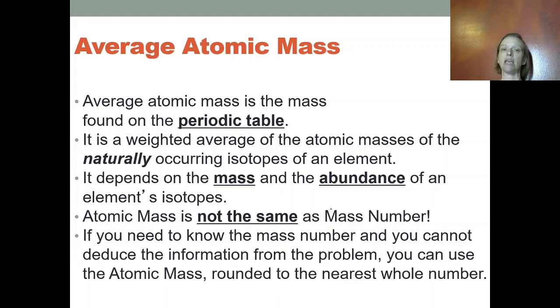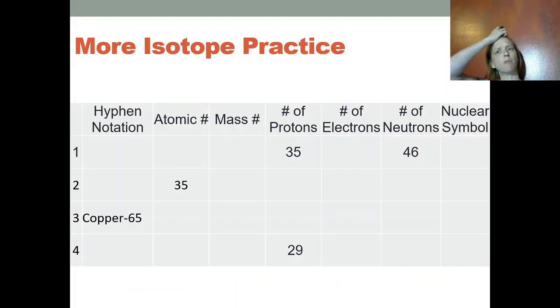However, if you need to know the mass number and you cannot figure it out from the problem, if I haven't told you the number of neutrons, then you can use the atomic mass from the periodic table rounded to the nearest whole number. So let's do a couple more practice problems where you need to do that, where you maybe need to round to the nearest whole number if the information is not given to you. So you need to figure that out as well. Pause the video and then come back and check your answers.